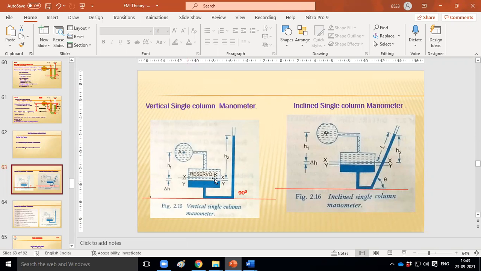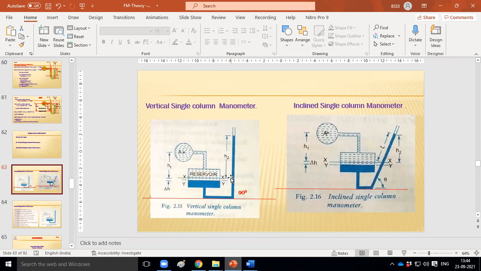Suppose mercury goes down by the height delta H, as represented in the figure, and at the same time mercury goes up in the right limb by H2. H2 is the rise of mercury from the initial level. XX dash is the initial level of mercury on both sides, left as well as right. The level of mercury is at XX in the reservoir as well as in the right side limb.